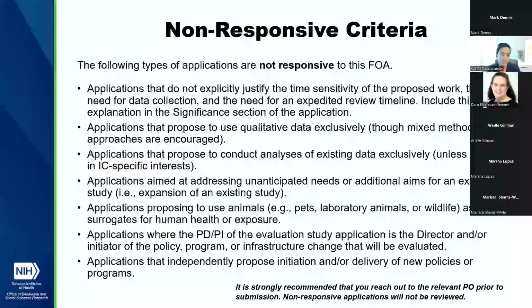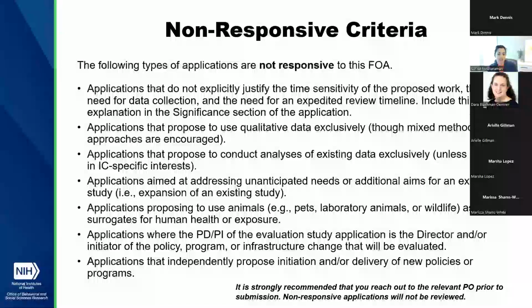Okay, and then, again, the following types of applications are considered not responsive to this FOA. So first is applications that do not explicitly justify the time sensitivity of the proposed work, the urgent need for data collection, and the need for an expedited review timeline. Applications that propose to use qualitative data exclusively, although mixed methods approaches are encouraged. Applications that propose to conduct analyses of existing data exclusively, unless allowed in IC specific interests, and we will get to those in a couple of slides.